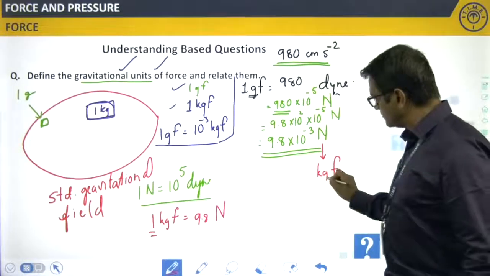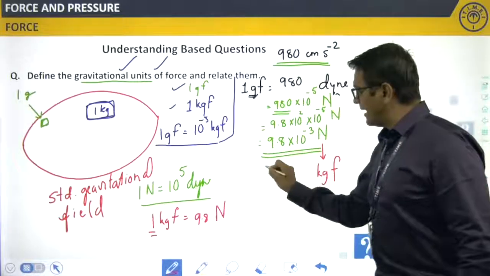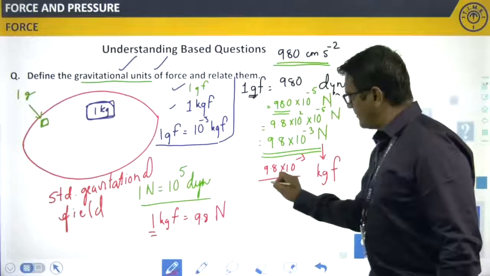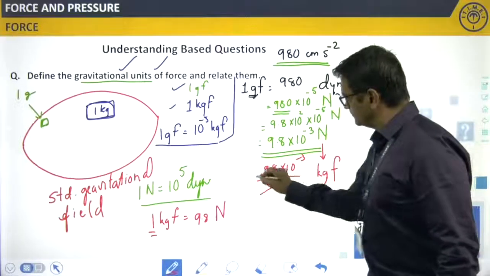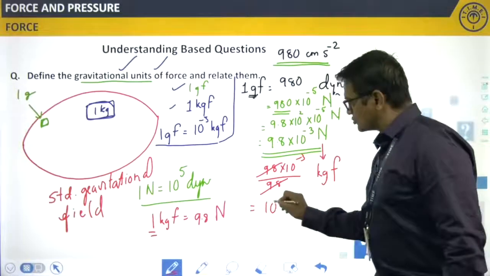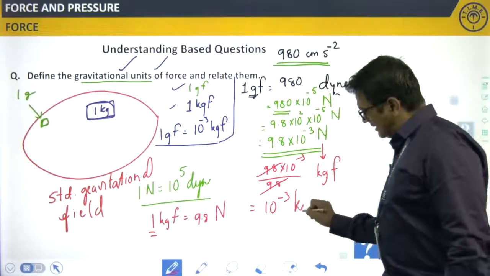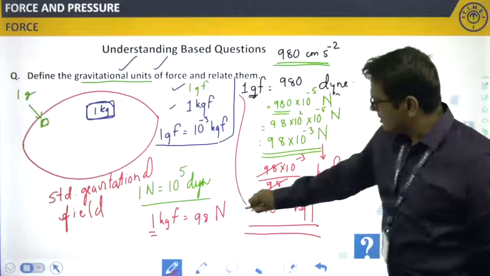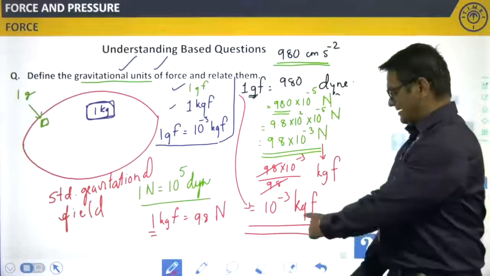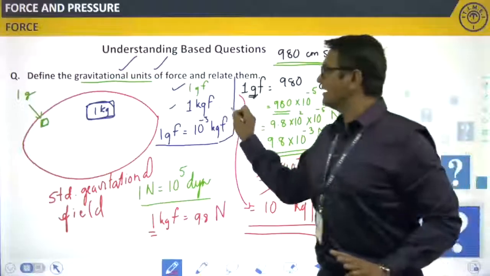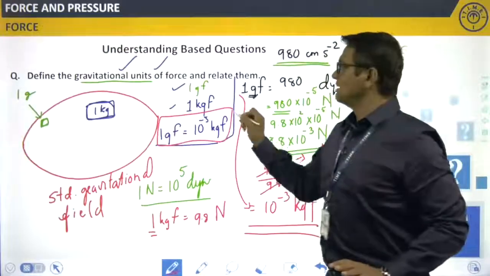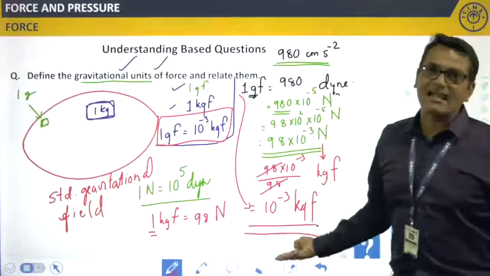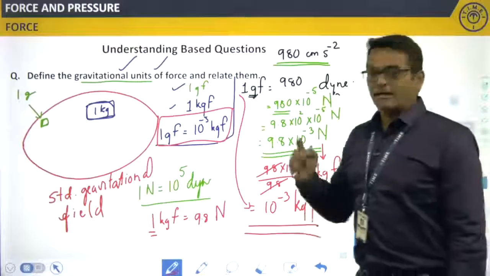So let me convert this Newton into kgf. How do I do that? I divide it by 9.8. So 9.8 into 10 raised to minus 3 divided by 9.8. What do I get? 10 raised to minus 3 kgf. Now look at this: 1 gram force is equal to 10 raised to minus 3 kgf, which I had already taken. You can directly take it here, how they are related to each other. Either do it this way or you can understand it this way. Clear? Let's go to the next question.